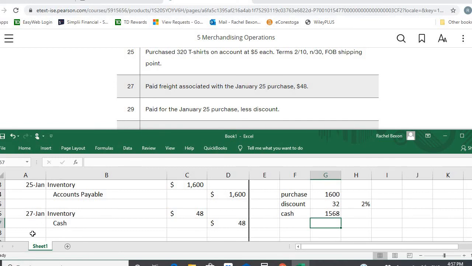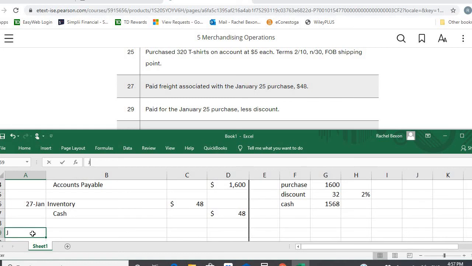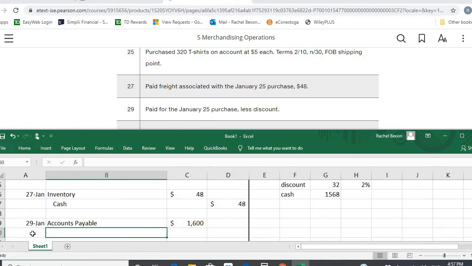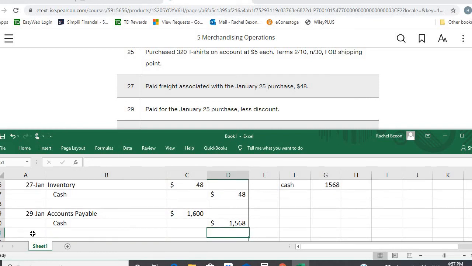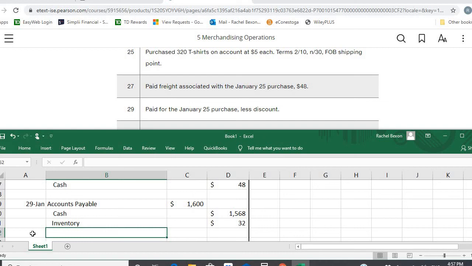So now we have all the pieces, we can put it into our journal entry. January 29th is the date of the payment, and we're going to have our full accounts payable balance eliminated. That's $1,600. We're only going to pay $1,568. And that $32 difference is a savings that we get by paying early. And as I've said before, that goes direct to inventory. Inventory gets increased by the cost of freight. It gets decreased by any discounts that you receive for early payment.